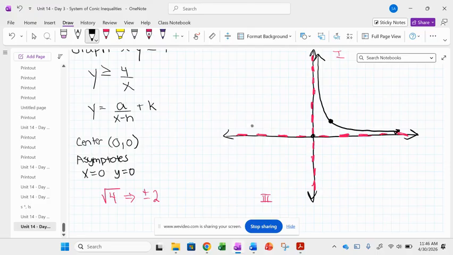And then to get into quadrant 3, I go from my center, I go 2 units left, but then also 2 units down. And we hug our asymptote.